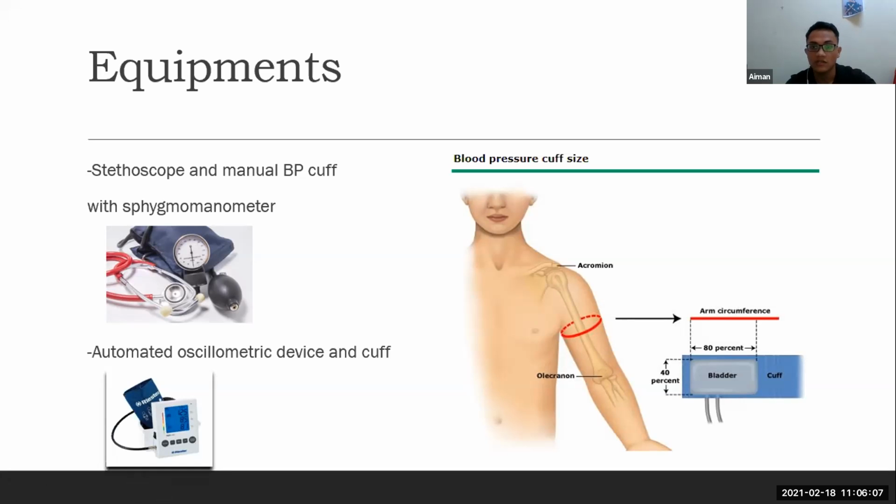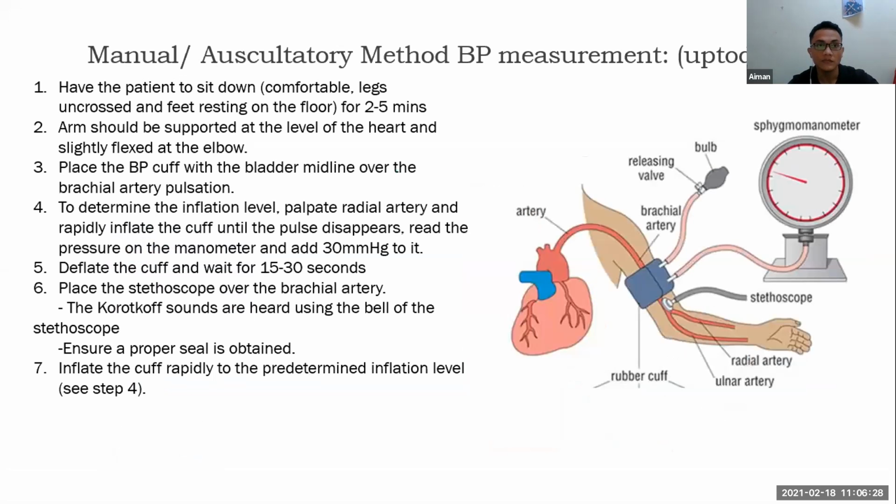And let's say if we use a cuff which is smaller than the patient's measurement, we might get a blood pressure higher than the actual measurement. And if we use a larger cuff compared with the patient's proportion, we might get a lower blood pressure. So this is the procedure for manual blood pressure measurement. Call it the auscultatory blood pressure measurement.